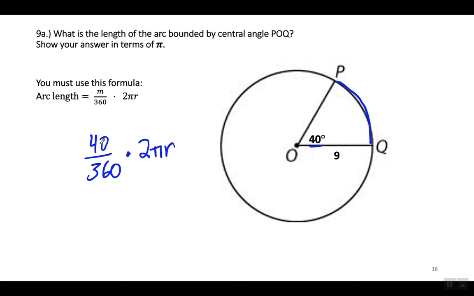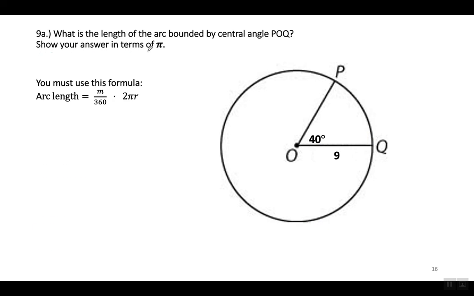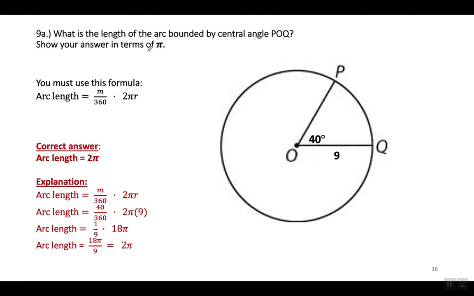All right, so if I simplify this fraction by dividing the top and the bottom by 40, I'm going to get 1 over 9 times 2 pi r. Oh, and I'm sorry, r is 9. So 1 over 9 times 18 pi, which is going to equal 18 over 9 pi. 18 divided by 9 is 2. So my answer is 2 pi, because they want you to show your answer in terms of pi. There's the work.